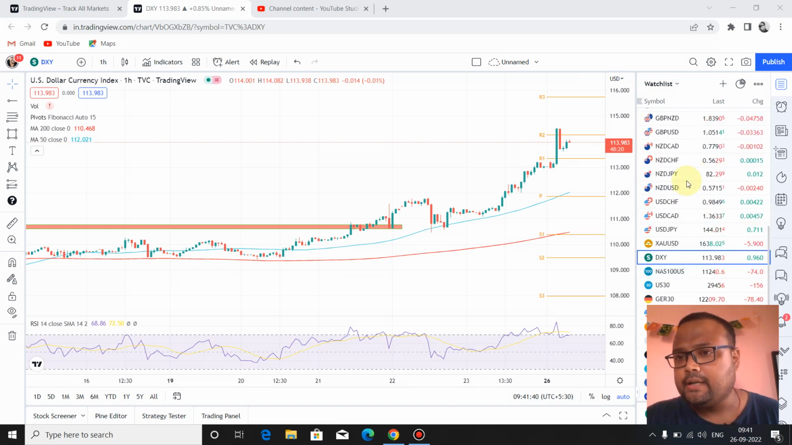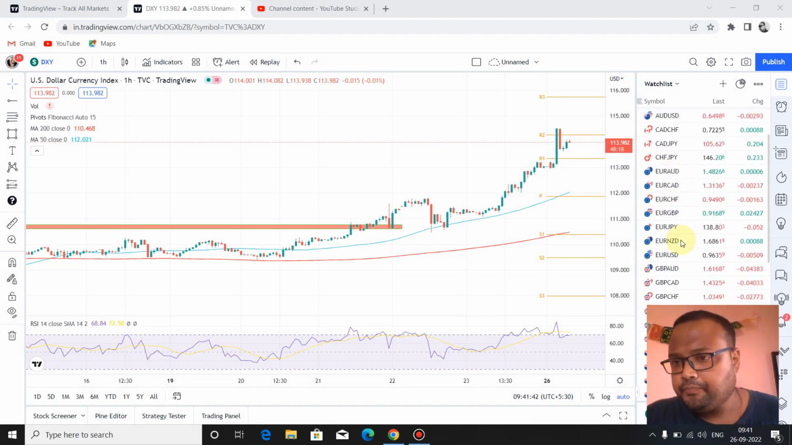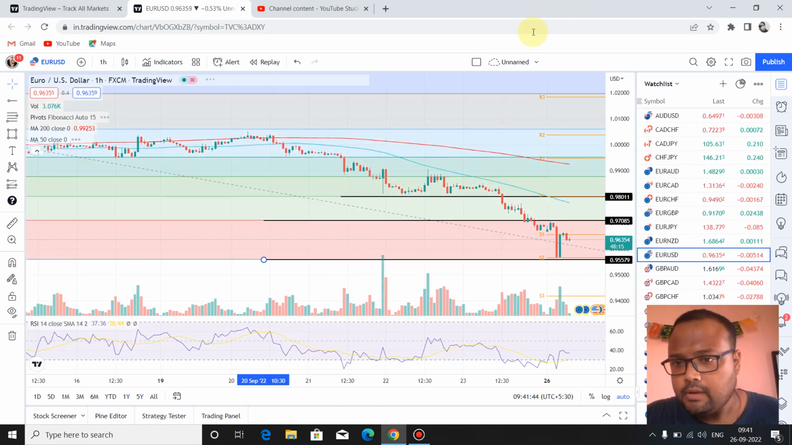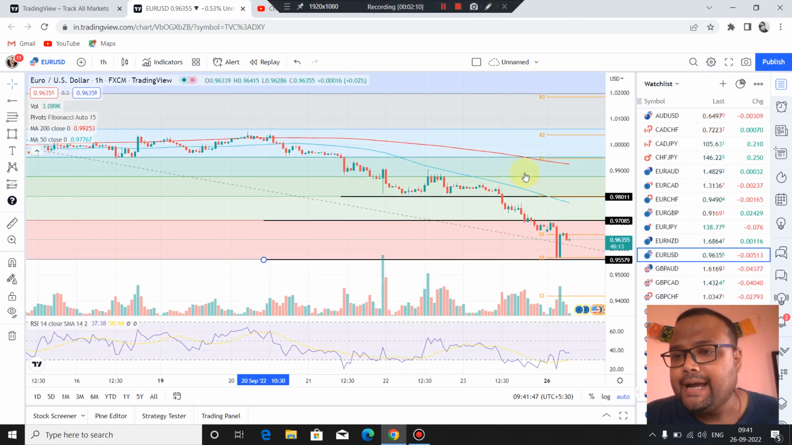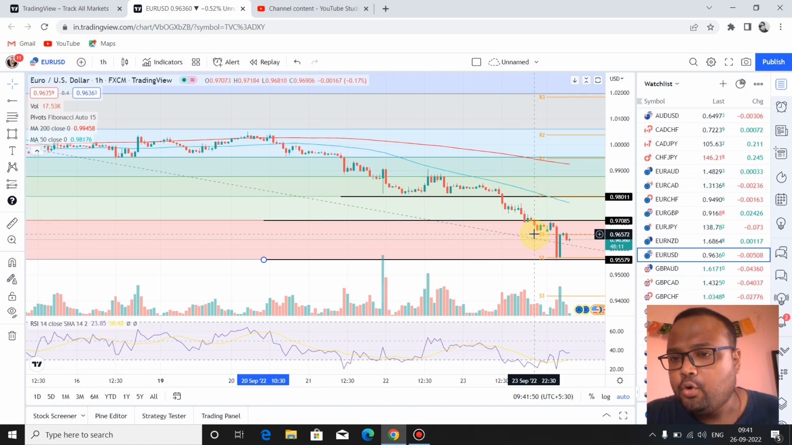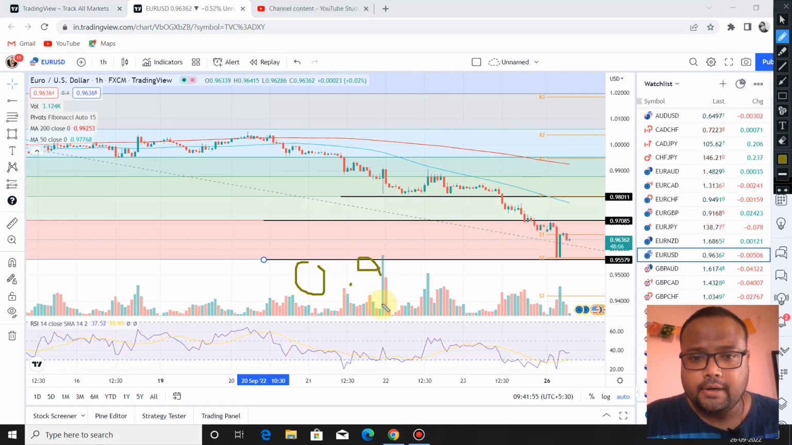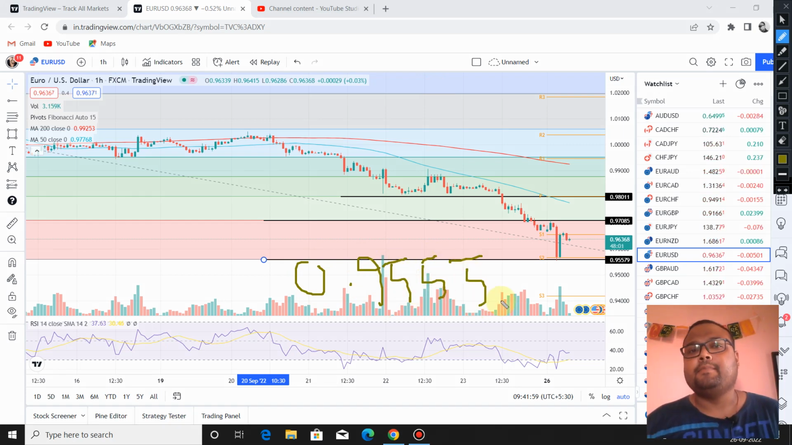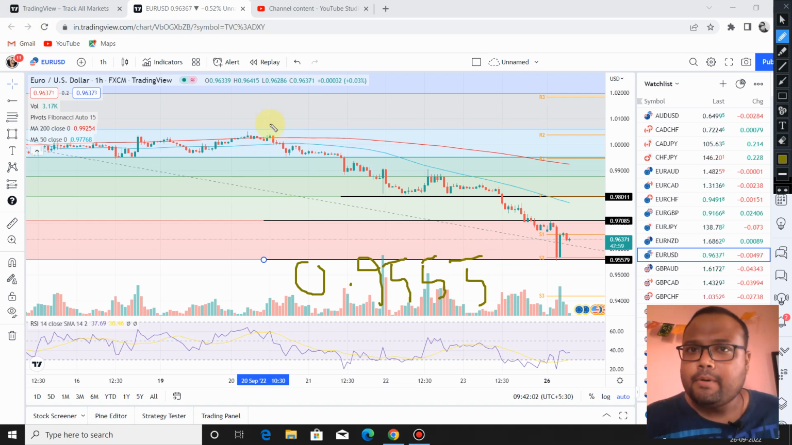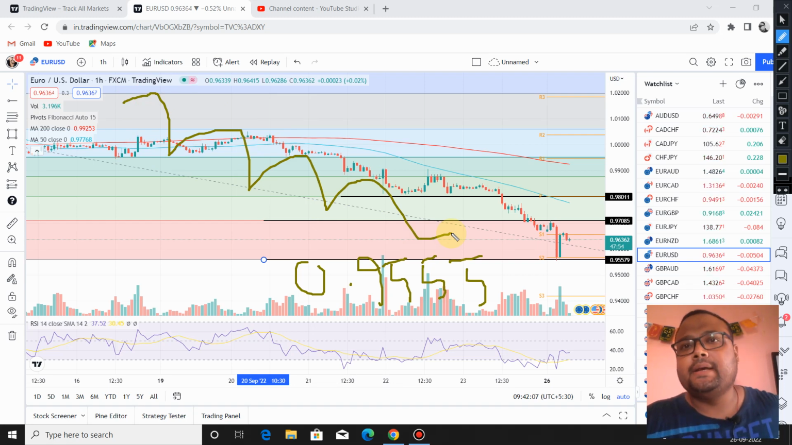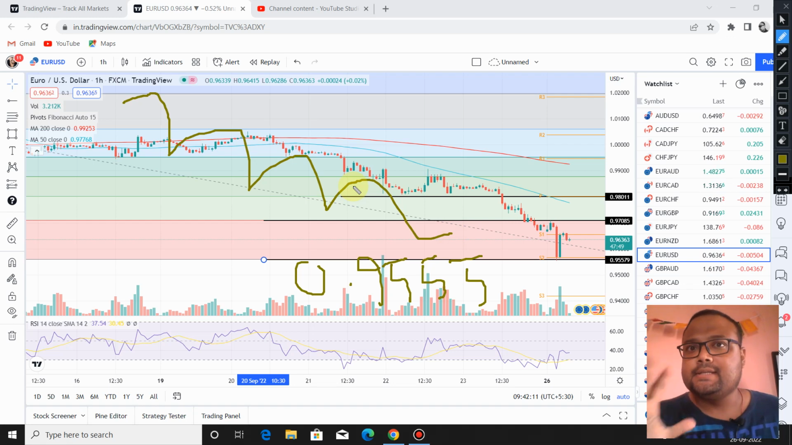Now let's have a look at the chart of Euro dollar. Euro dollar is right now standing at 0.9635, and it made a low of 0.9555. So overall the strategy is still the same, because in this type of market situation, as I have been saying, sell on rise is always the best scenario. But in case the market fails to go up, then obviously you can take a sell position. So the strategy has not changed at all.